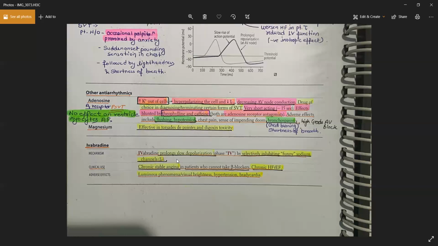So they are ultimately reducing the oxygen demand of the heart. Generally used for chronic stable angina in patients who cannot take beta blockers. Sometimes they can also be used for heart failure with reduced ejection fraction. That is not a major action of these drugs. Just remember ivabradine for angina mainly in patients who cannot take beta blockers. Adverse effects are visual brightness, hypertension, bradycardia. Not a major thing. Just remember the mechanism of action of this drug, which is inhibition of the funny sodium channels, so that depolarization or phase 4 will be prolonged and the heart rate decreased. This is a major thing that you must remember for ivabradine.